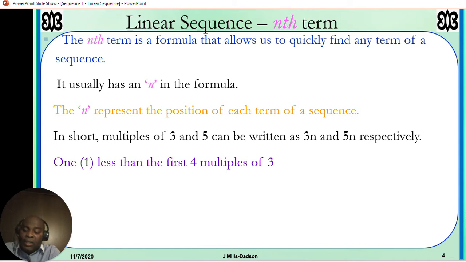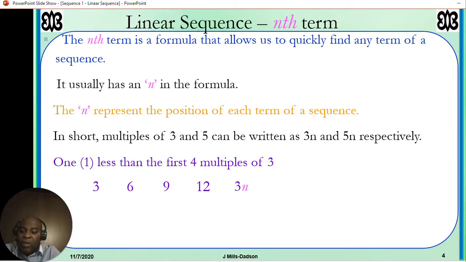Now let's look at this. We want to list a sequence made of 1 less than the first 4 multiples of 3. Let's begin with just the multiples of 3 first. So, the first 4 multiples of 3 are 3, 6, 9, and 12. And as we said earlier on, multiples of 3 in short could be written as 3n. So this sequence that you see in short is represented as 3n.